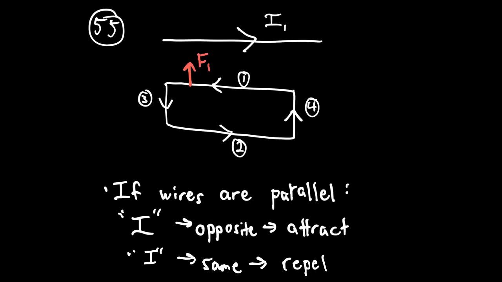Second wire, are they moving the same direction or opposite directions? So wire 1 and wire segment 2, same direction. So are they going to be attracted or repelled? They're going to be repelled because they're going in the same direction. So this one's going to go down.